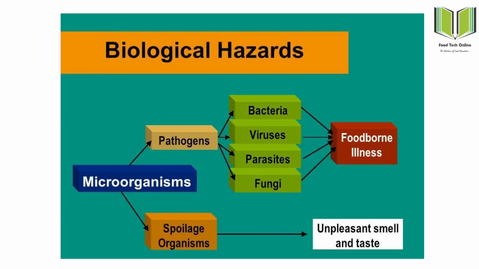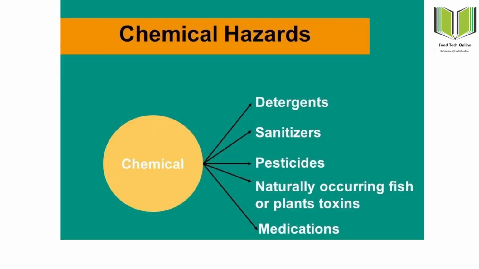Like the food commodity may get an unpleasant smell or taste, which is not its characteristic. For example, milk getting sour. The taste of milk is somewhat sweet, but if there is a spoilage-causing organism, then the taste may turn sour. So this is an example of a spoilage organism.